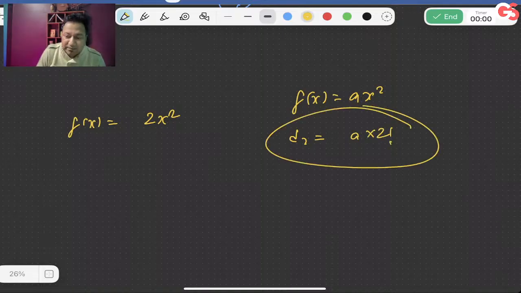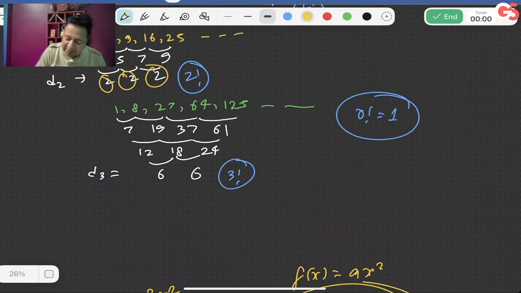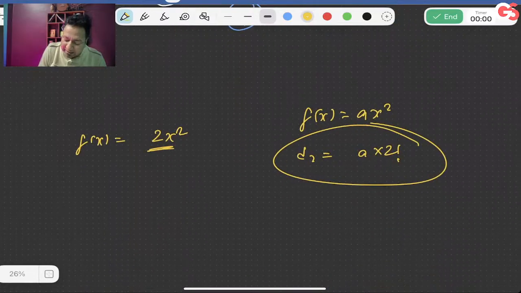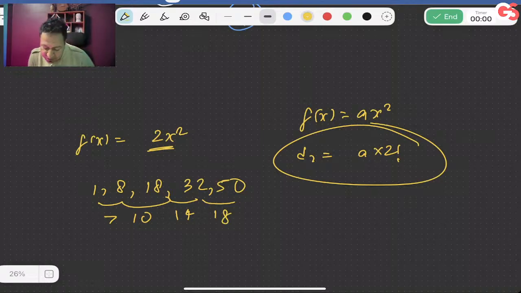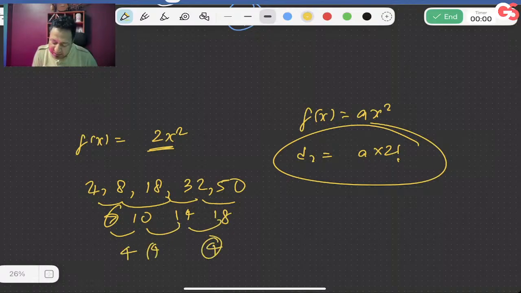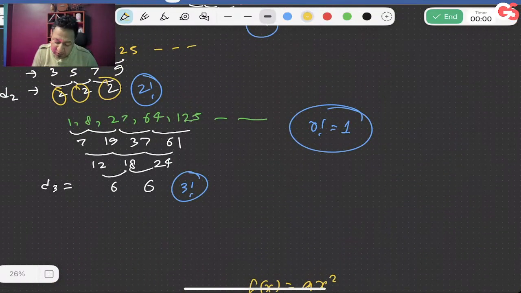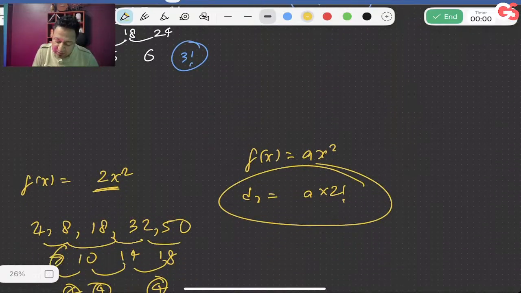Do you understand that? See, if I take f(x) equal to 2x square, how will it look? 2, 8, 18, right, 4 square 16 is 32, 50. And if I start doing the same thing again, 6, 10, 14, and this is 18. Something went wrong here. This is 4, so where I was getting 2, I'm getting 4. Why is this 4 there? Because everything got multiplied with 2.